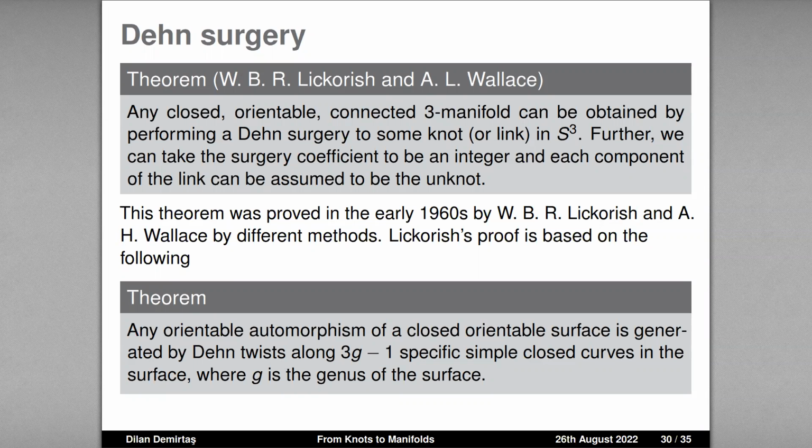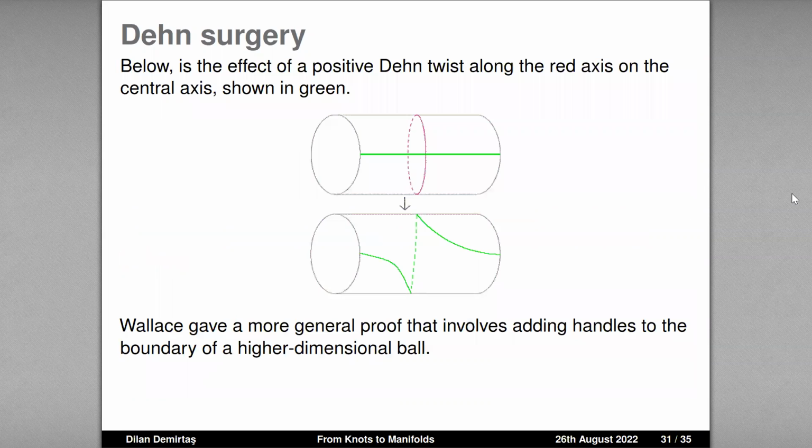Lickorish's proof is based on the following theorem. It says that any orientation-preserving automorphism of a closed orientable surface is generated by Dehn twists along 3g-1 specific simple closed curves in the surface, where g is the genus of the surface. If you do not know what a Dehn twist is, I have a picture here. It shows the effect of a positive Dehn twist along the red axis, and we see its effect on the green ray, as shown here.